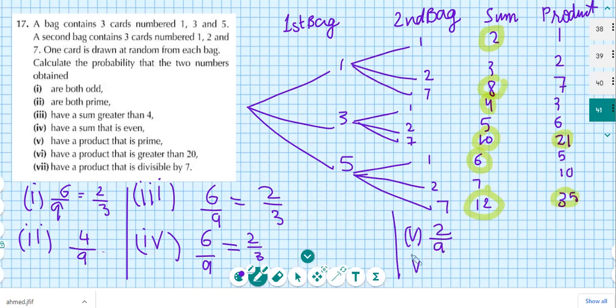Part 6: have a product that is divisible by 7, or a multiple of 7. The first one, second, and third. So there are 3 products which are divisible by 7. So the answer will be 3 over 9, or equal to 1 over 3.